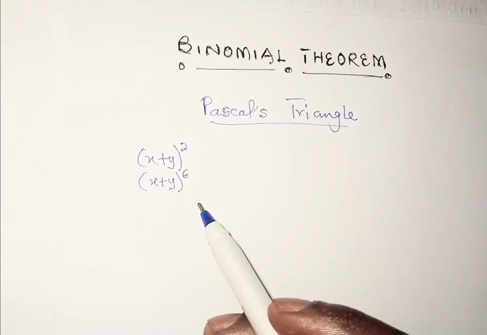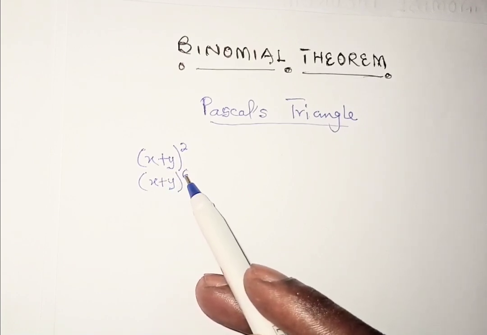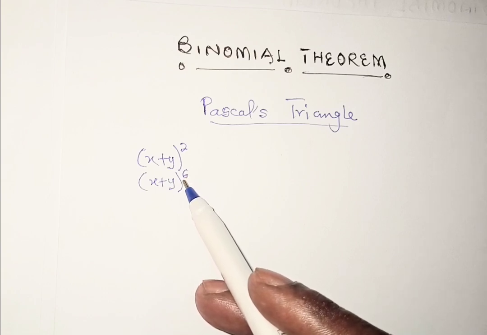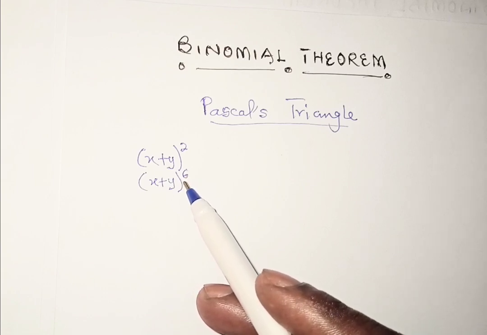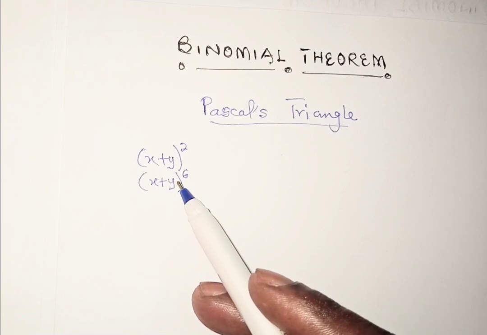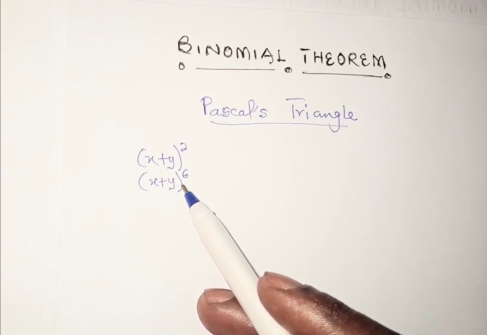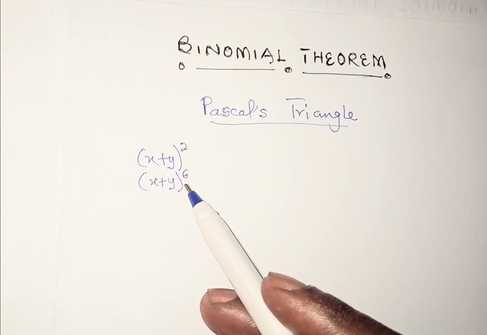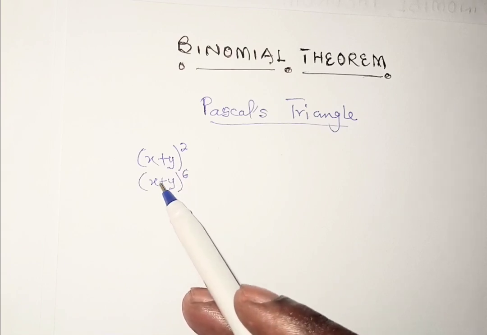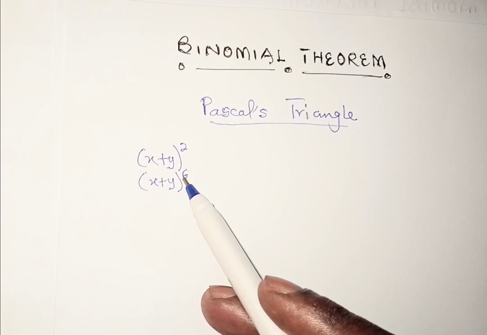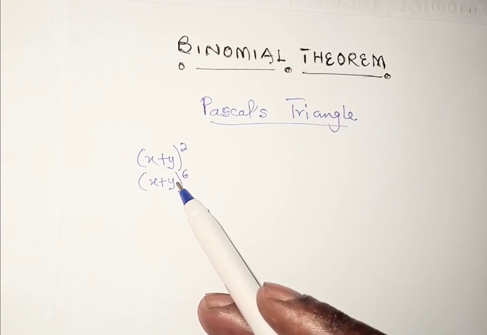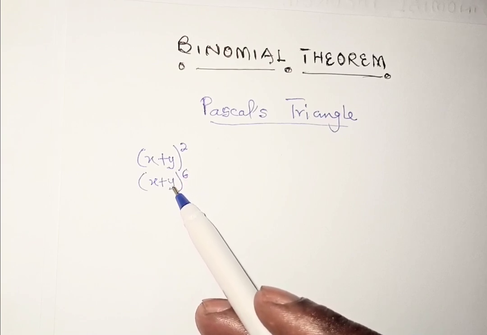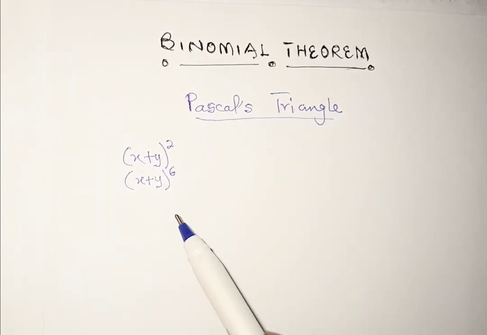You see, whenever the power is a little bit bigger, it becomes so difficult to expand. And for that matter, we have to introduce Pascal's triangle. So with Pascal's triangle, we'll be able to expand this with exponent 6 without wasting much time. So let's see how we can use Pascal's triangle.